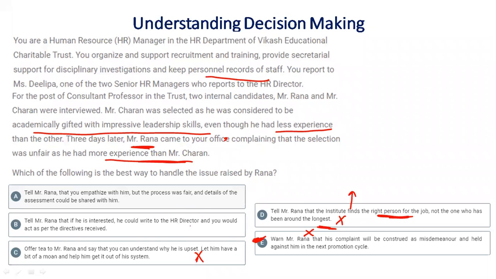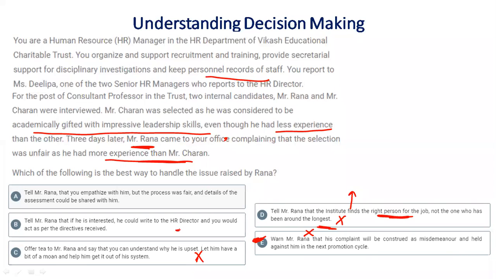Now let's look at option B. Tell Mr. Rana that if he is interested, he could write to the HR director and you would act as per the directives received. Fair. Looks like a decent option, right? You tell Rana, this is my decision, if there is any problem, report to a higher authority, right? But what will that achieve? What will the resolution be? You're just saving yourself from resolving the problem. The HR director will probably come and say the same thing, that Charan is better. Okay, let's also look at option A.